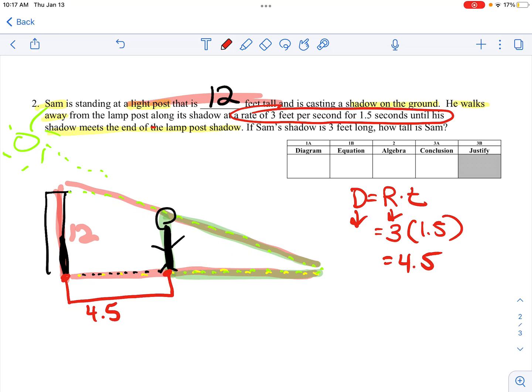If Sam's shadow is 3 feet long, so Sam's shadow is from Sam to where it meets, this is 3 feet long. How tall is Sam? So my unknown quantity in this problem is the height of Sam. All right, let's pause there.